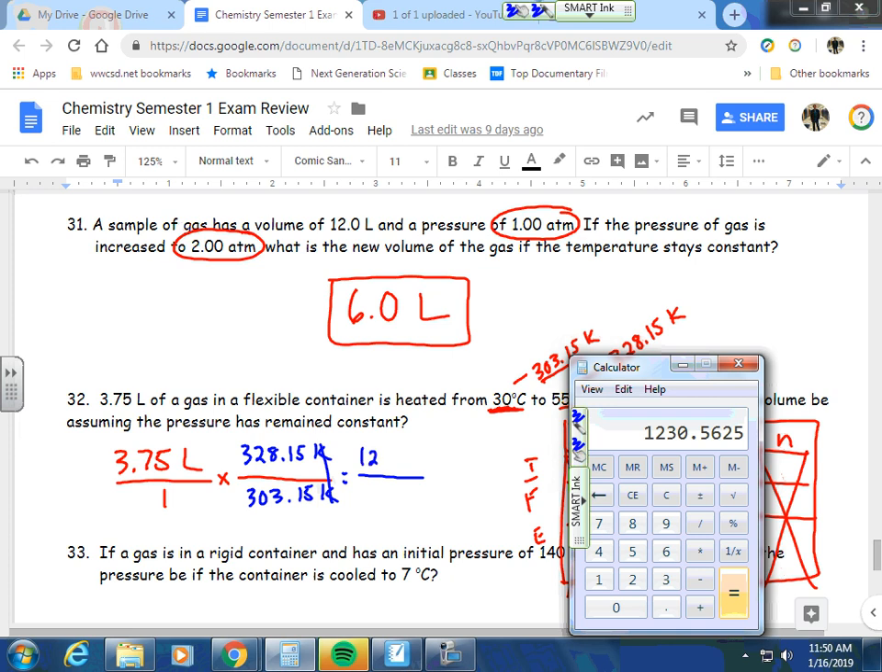All right, so 1231. My units are liters. On the bottom, I'm going to have 303.15 K. All right, so I'm going to take that 1231. I'm going to divide by 303.15, and I'm going to get 4.06.